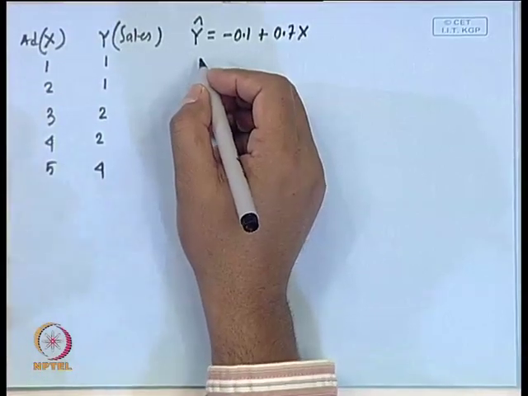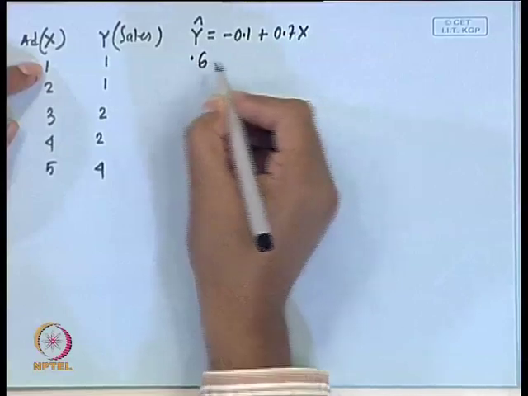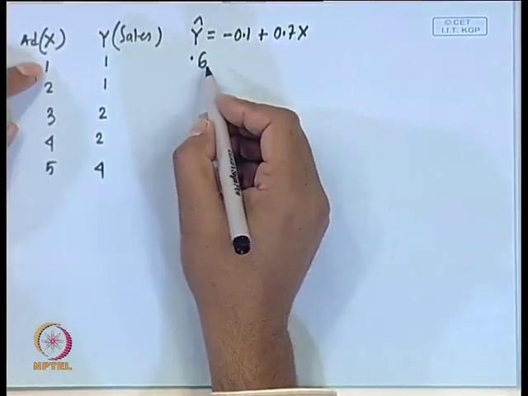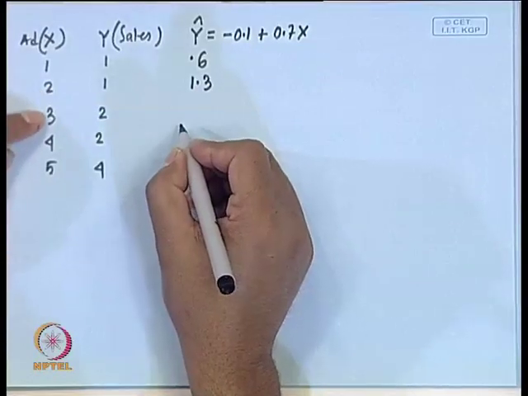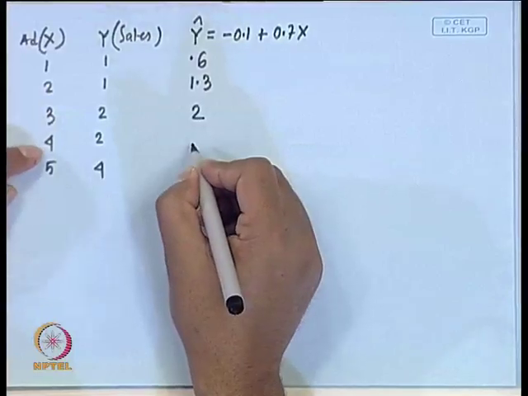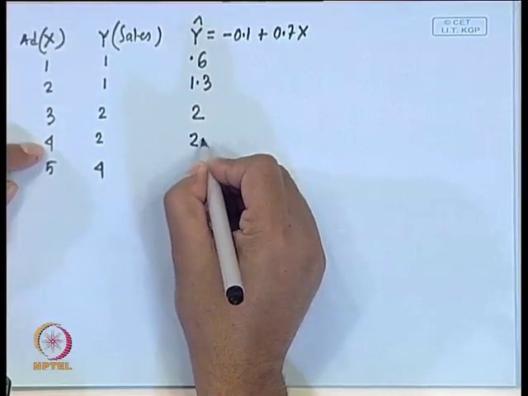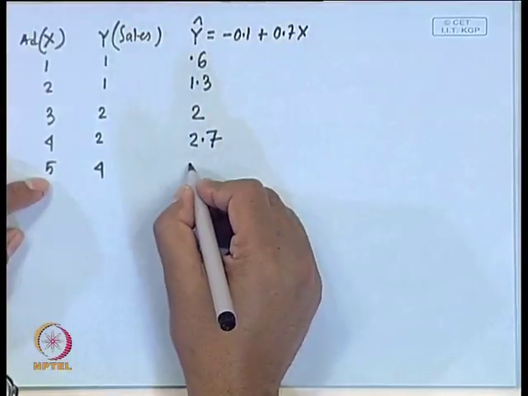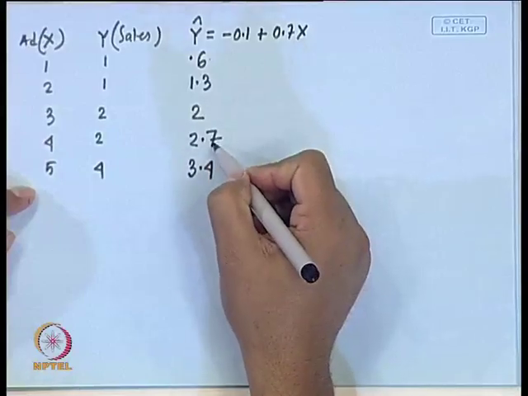Well, now corresponding to x equal to 1, the predicted value of the response variable is, you just put x equal to 1 here, that gives y 1 hat, the predicted value, 0.6, corresponding to x equal to 1. Similarly, for x equal to 2, the predicted value is 1.3. For x equal to 3, the predicted response value is equal to 2. For x equal to 4, y hat is equal to 2.7. For x equal to 5, y hat is equal to 3.4. So, this is y 1 hat, y 2 hat, y 3 hat, y 4 hat, y 5 hat.